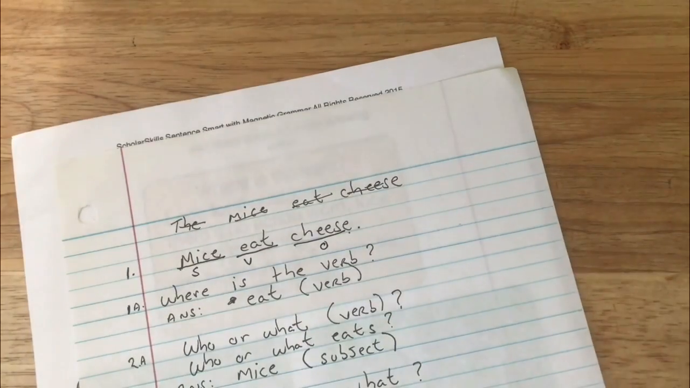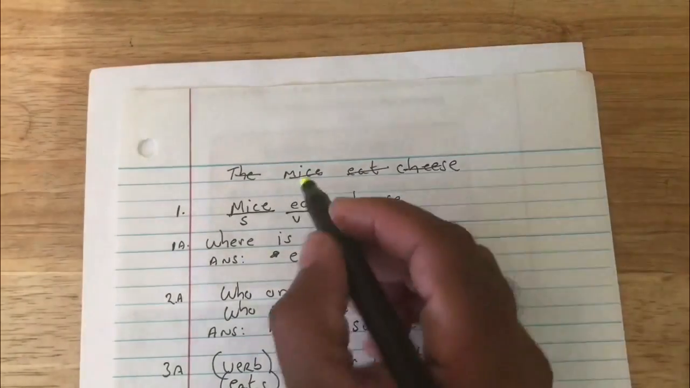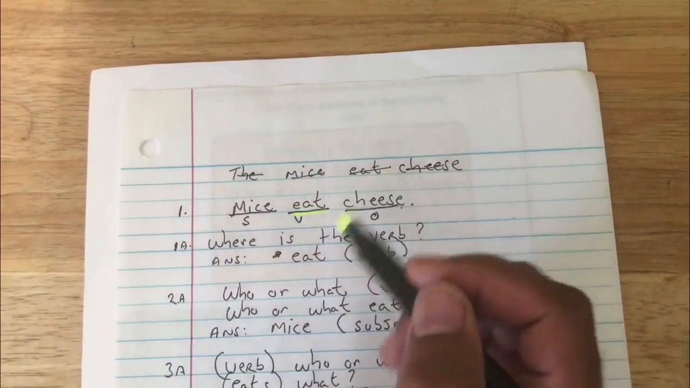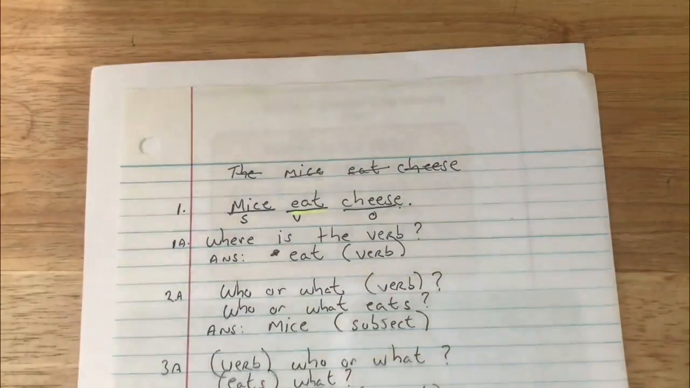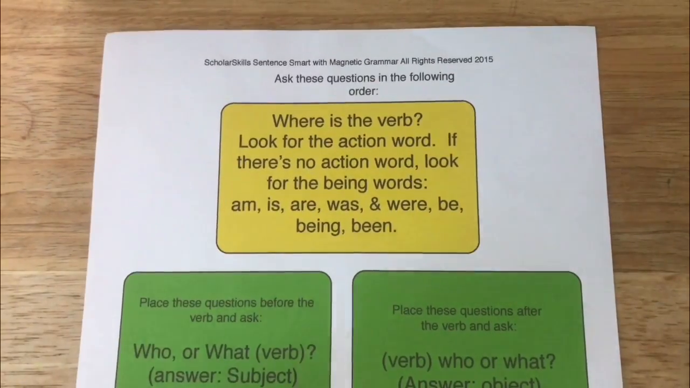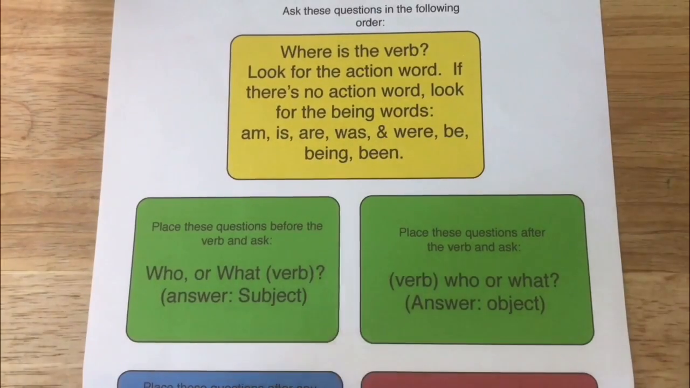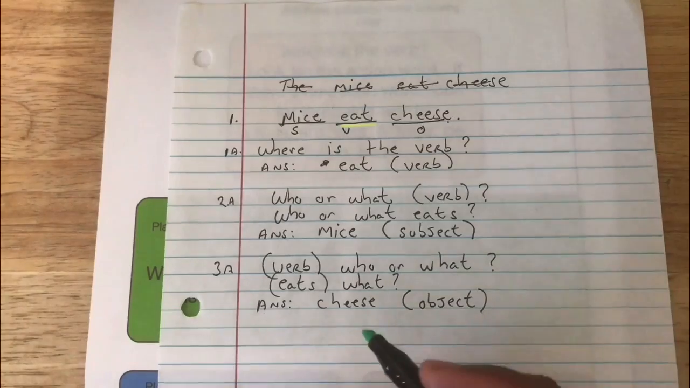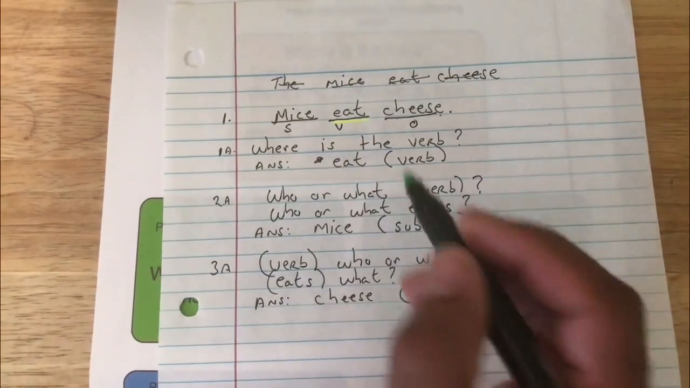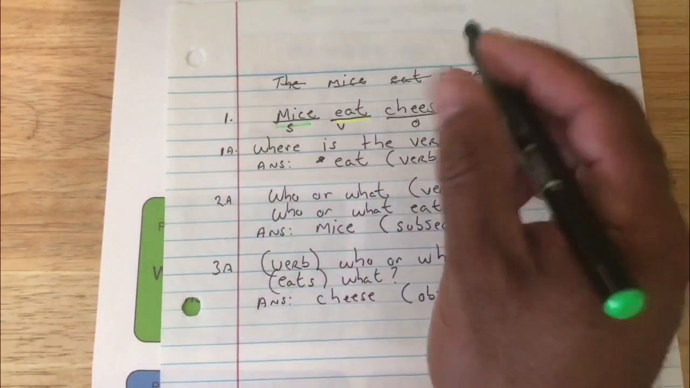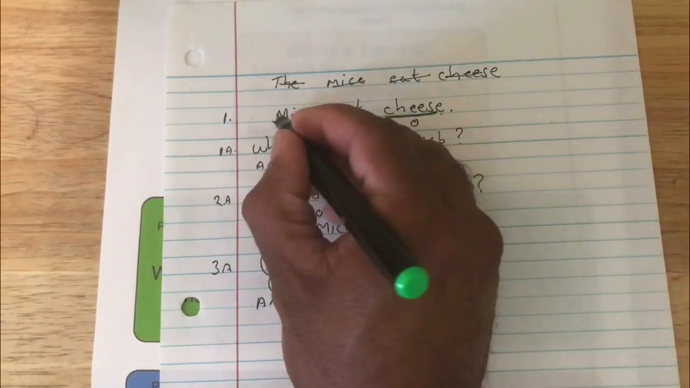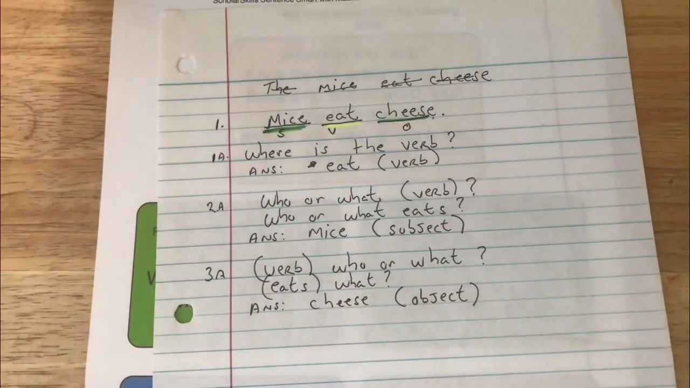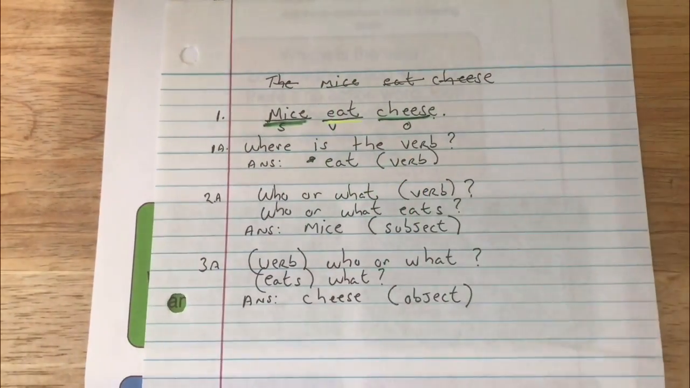And what you can do, I always like to highlight my verbs. So I'm going to highlight this in yellow. Okay, underline in yellow. And because these two answer green questions, subject and object, they answer green questions, guess what color I'm going to use for those? You guessed it, I'm going to use green. So mice will be my subject. Cheese is my object. And I'm going to highlight those in green. Good. Now we have the basic sentence pattern: subject, verb, object.